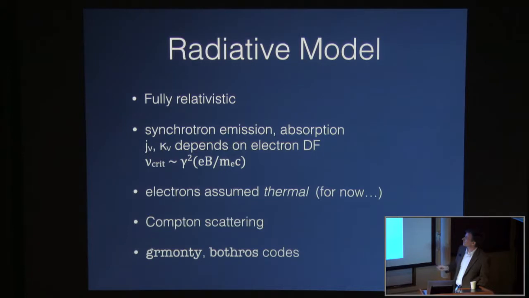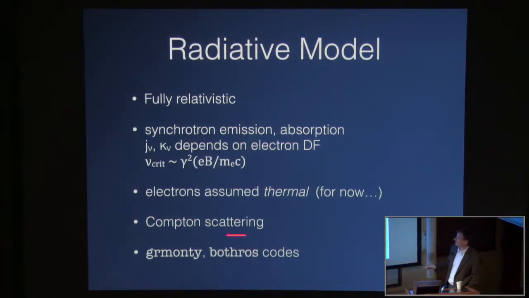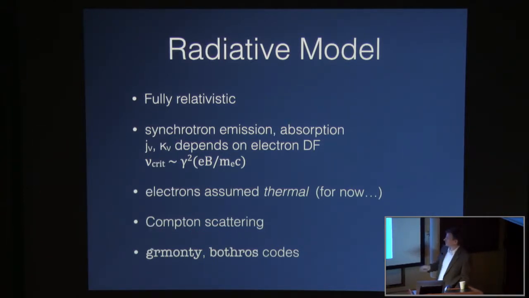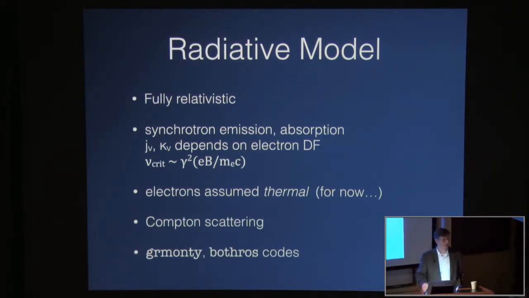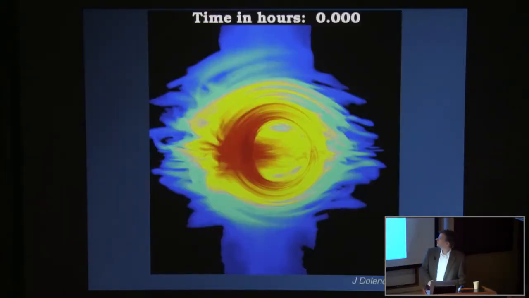We have taken a shortcut where we assume that they're simply thermal. And that's one of the most important assumptions that needs to be lifted in the future. So we also include the effects of Compton scattering, which is important for the X-ray portion of the galactic center spectrum. And all this stuff is included in our set of codes that do this radiative post-processing. And the result is this, and I'll show this movie in just a moment.